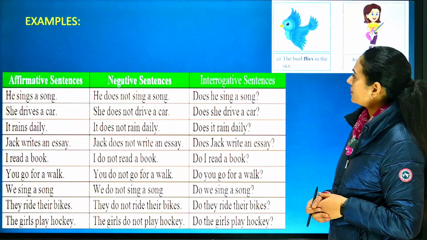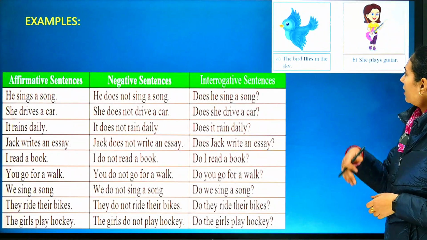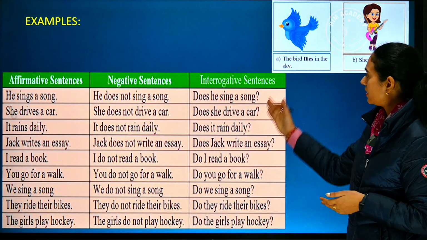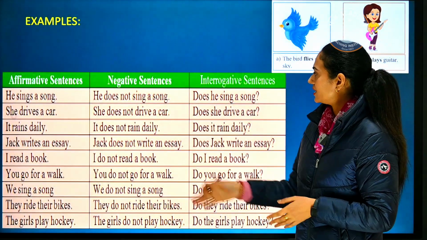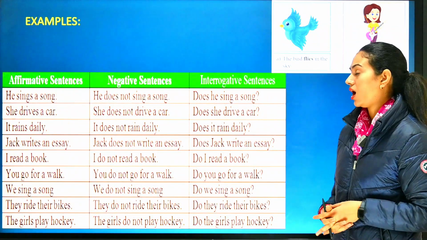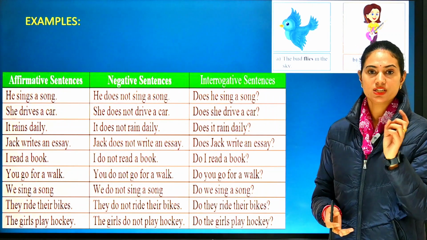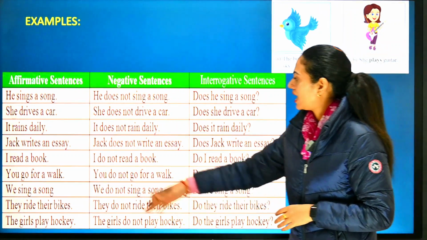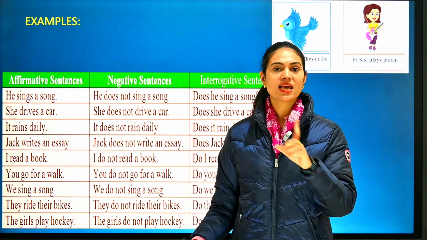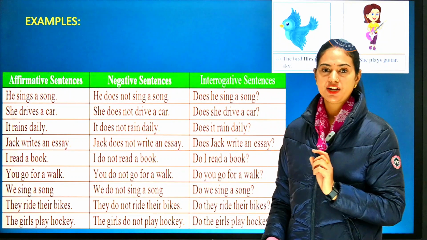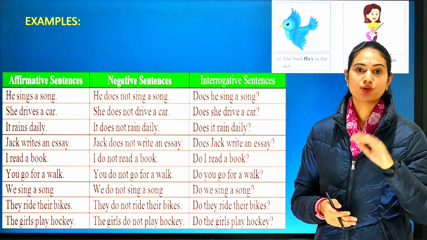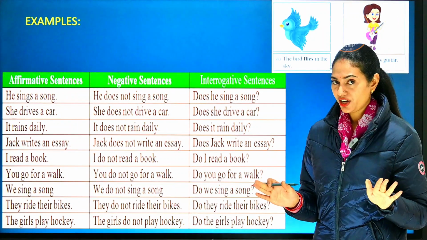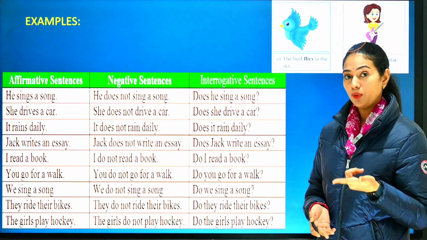So we have some different examples here also. A bird flies in the sky, she plays guitar, and different sentences, in affirmative sentences, negative and interrogative, how we use them in different persons, first person, second person, third person. So with first person, I say I read a book. I will not say I reads a book, I say I read a book because it is a first person and we do not use s or es with verb here. I read a book, I do not read a book, and do I read a book here.